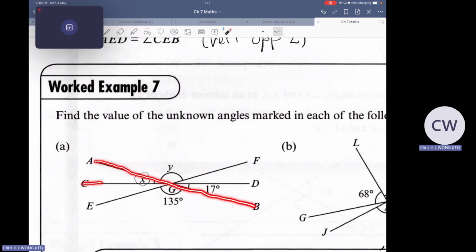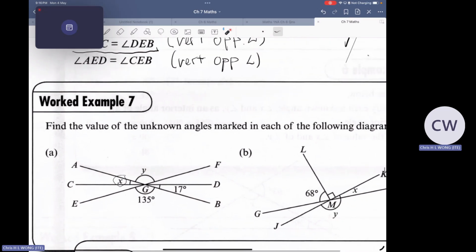And this one, can you see the two lines now? So this one must be equal to this one. Now, what is x? x is 17, right? What's the reason? Vertically opposite angle. Now, 135, you draw one here, one there. This must be equal to this. So y is 135. Why is that so? Vertically opposite angle. Not easy, eh?